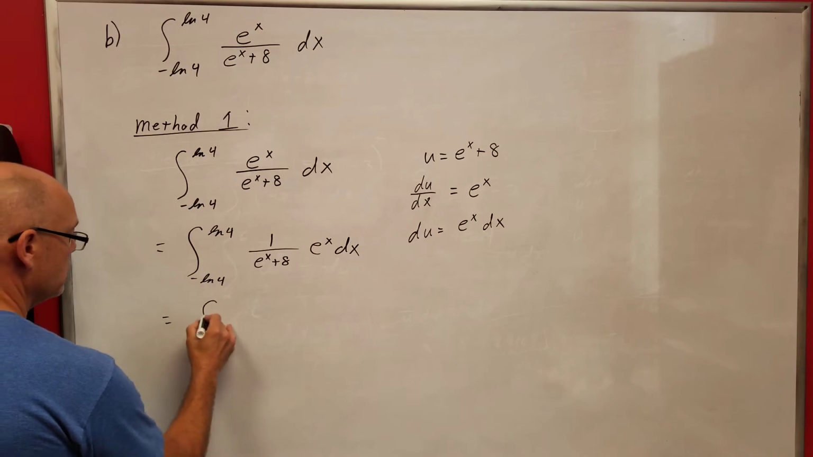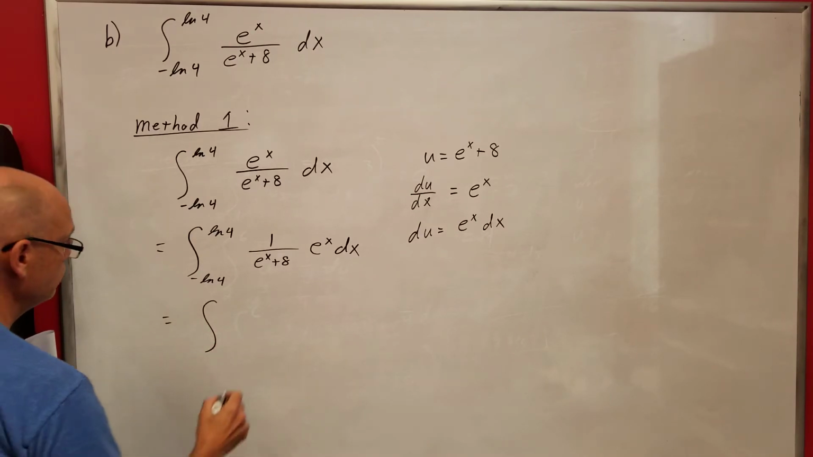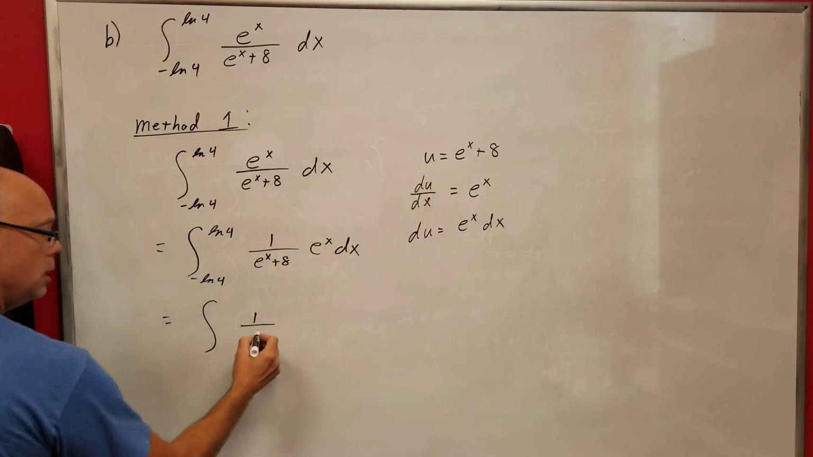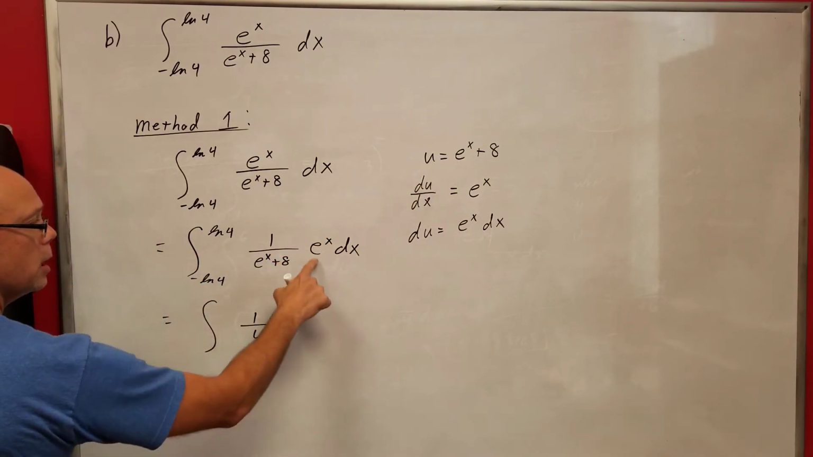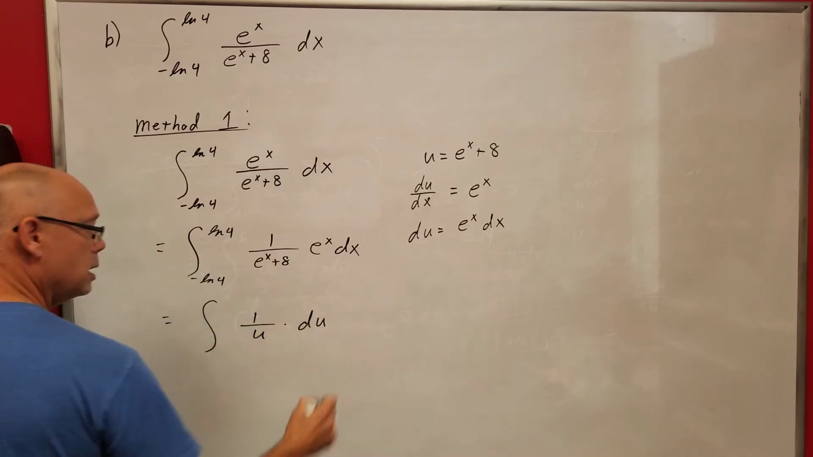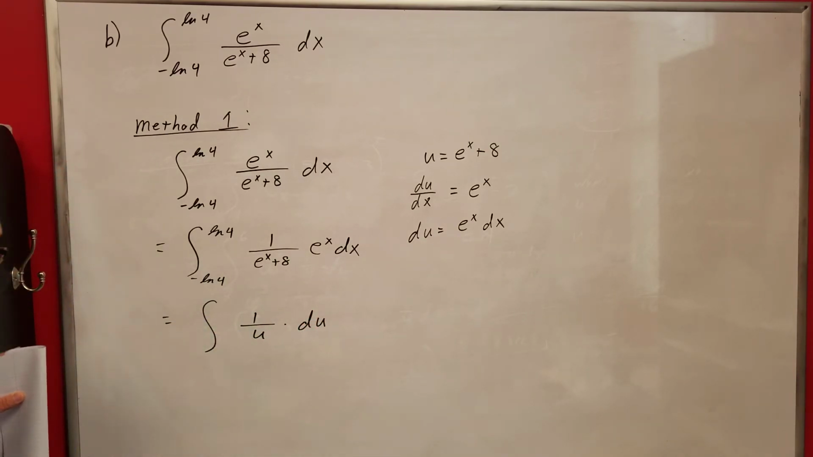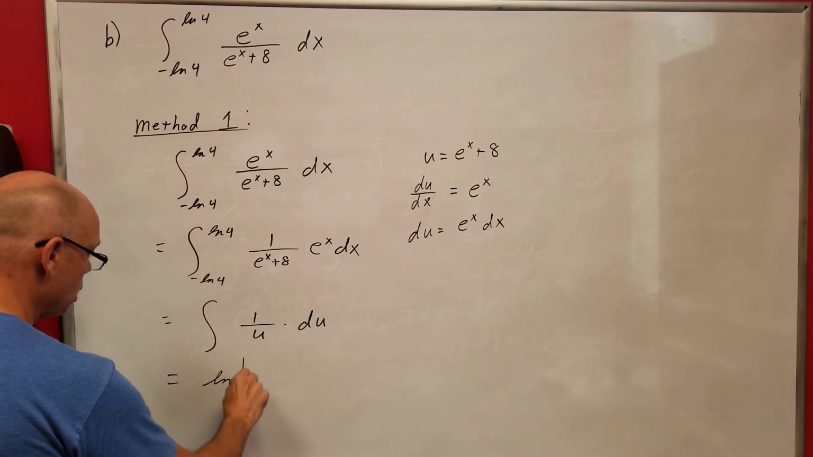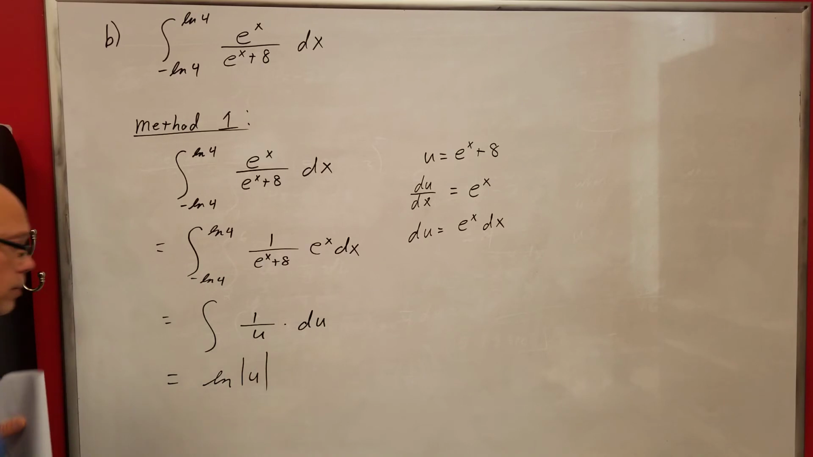All right, so I'm going to lose my limits of integration for a little while. I'm going to say that's 1 over u times, what's e to the x dx? That's just du, right? Well, I have a formula for this. This is the natural log of the absolute value of u.